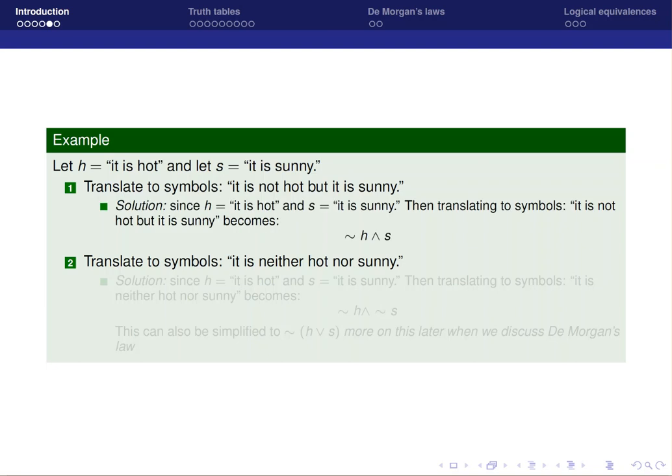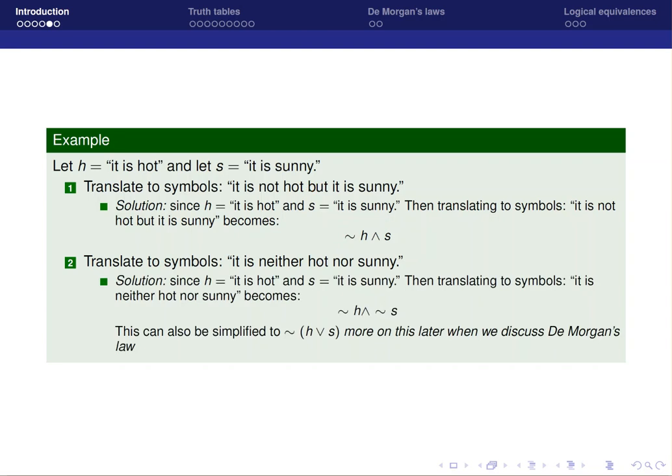Hopefully you took some time to try this out on your own. Because the symbol H is for "it is hot" and the symbol S is for "it is sunny," the first example would translate to the following: not H and S. It is not hot and it is sunny. Remember, the word "but" can be replaced with the and symbol. Now the second example says "it is neither hot nor sunny." So there's an example of a neither...nor. Since H stands for "it is hot" and S stands for "it is sunny," in this example we end up with not H and not S.